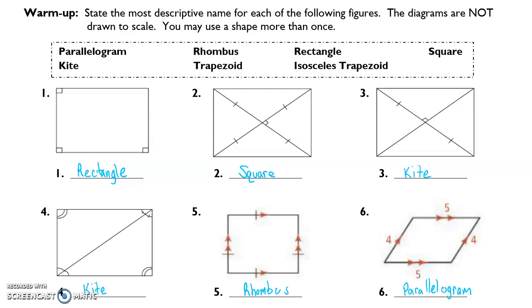Number 3 is a kite, because I know the diagonals are perpendicular, but I only know that one diagonal is bisected. That makes it a kite. 4 is also a kite. I have opposite angles congruent, one pair, and the other pair are bisected by a diagonal. That's a kite. And 5 is a rhombus, 4 congruent sides, opposite sides parallel. 6, opposite sides parallel, opposite sides congruent. That is a parallelogram.